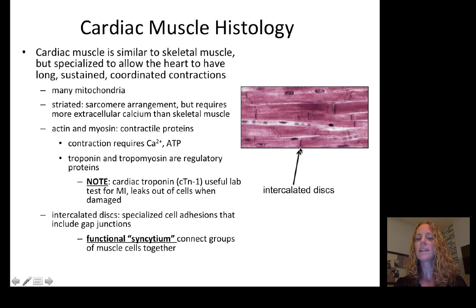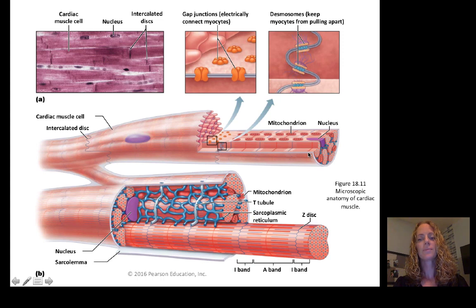Intercalated discs contain gap junctions between the myocardial cells. And this creates a functional network of muscle cells, cardiac muscle cells, that all respond in a coordinated fashion to electrical activity. We call this a functional syncytium, where groups of cells are connected together and responding together. Here's a view of the myocardium and a reminder of what a sarcomere arrangement looks like when you have troponin and tropomyosin regulating the actin, and the actin and myosin forming dark and light bands of the muscle tissue.